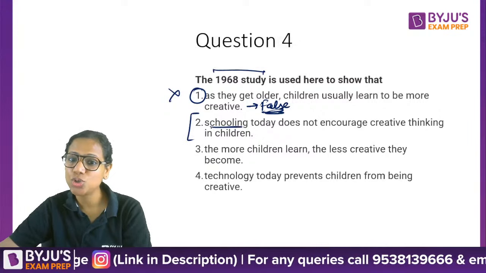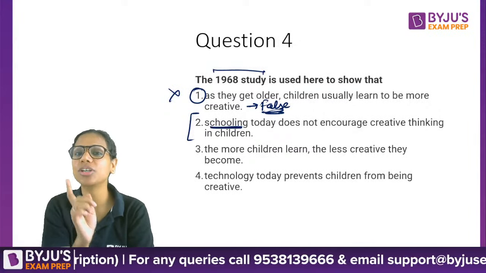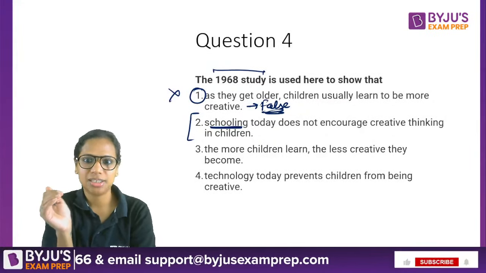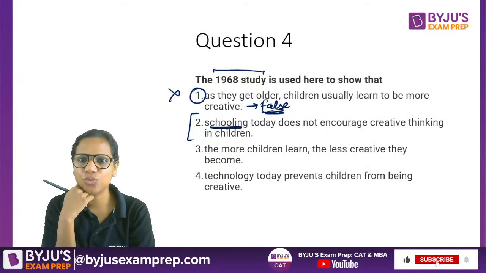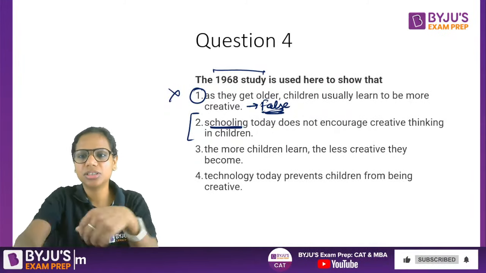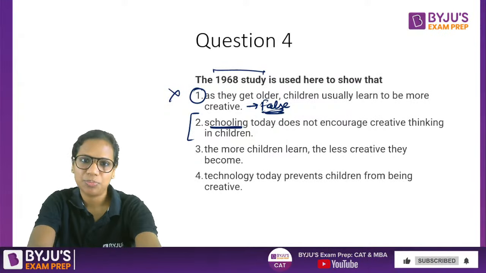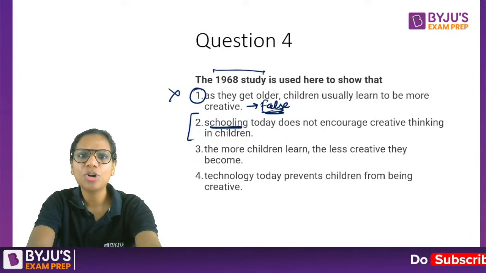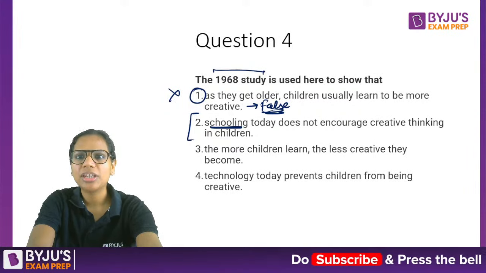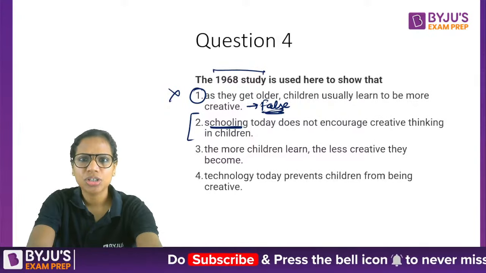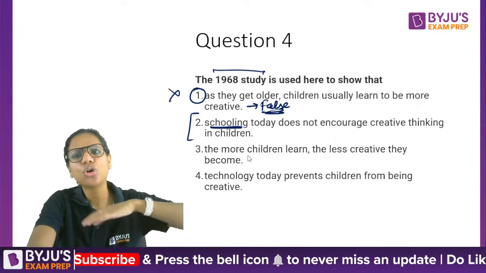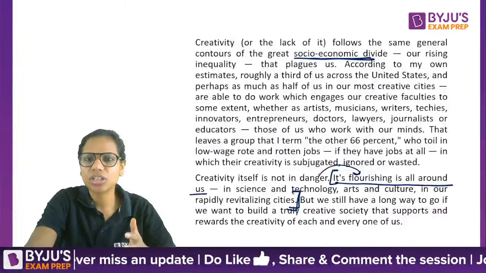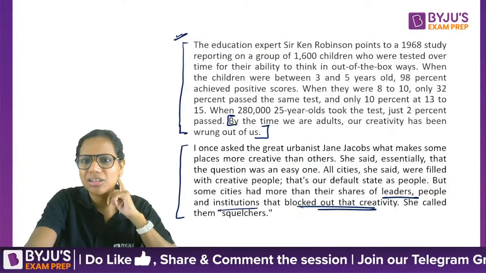Okay, see, I showed you the context for a specific reason. We were talking about schools and organizations, right? So this is a strong candidate. Let's go for the next one. The more children learn, the less creative they become. Okay. The more they learn, am I talking about their learning in general? When I mention this study in my passage, am I talking about their learning in general, or the fact that when they go to schools and various such organizations, they are so regimented?